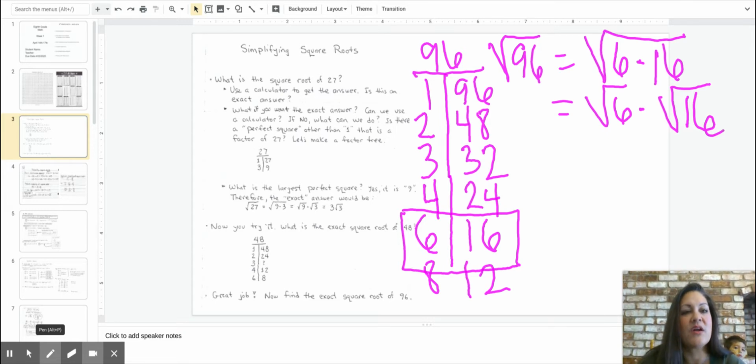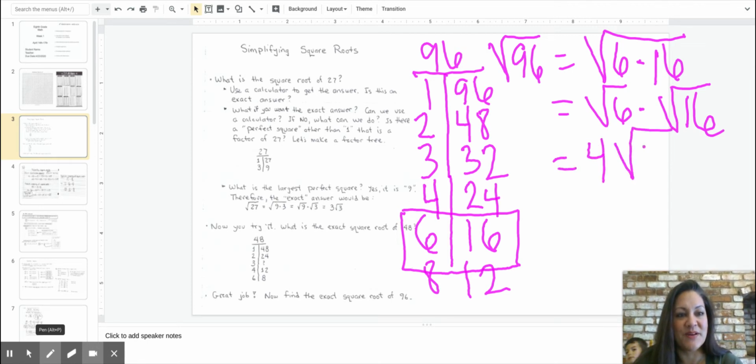And then I know that the square root of 16 is a perfect square, so that's going to be 4. So that equals 4 times the square root of 6.